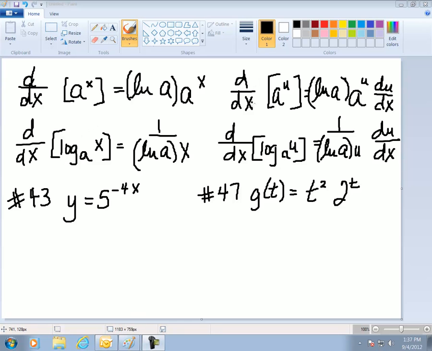In general, the derivative of a to the u is equal to the natural log of a times a to the u, and then du dx. And the derivative of log base a of u, this isn't a to the u, this is log base a of u, is equal to 1 over the natural log of a times u, all in the denominator, times du dx. So let's do two examples, and I have two additional ones.